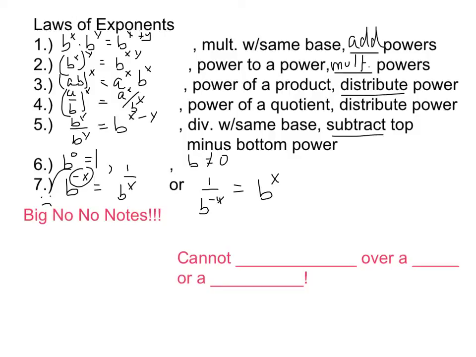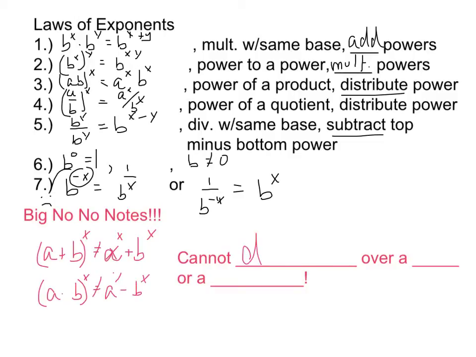Okay, a couple notes to make here real quick. All right, a binomial is the sum of 2 monomials. You cannot distribute the power. Same if you have a binomial that's a difference of 2 monomials. Cannot distribute the power. So let's say that. You cannot distribute over a sum or a difference of monomials. Can't do it.